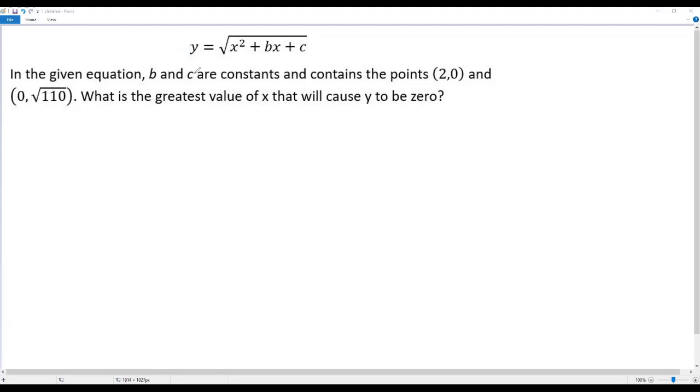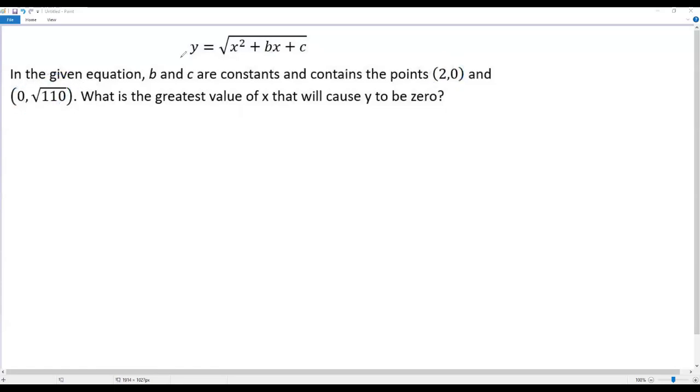So in the given equation, we have to plug in y equals 0 and solve for the greatest value of x. But if I plug in y equals 0, I cannot solve for x at present, because the equation contains the two unknown constants b and c. So our first work is to find the values of b and c. For that, we have to use the two points given here.